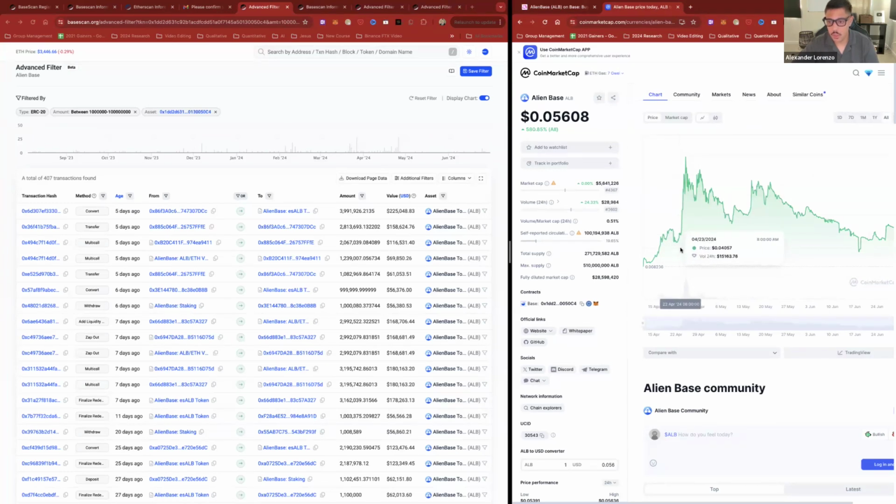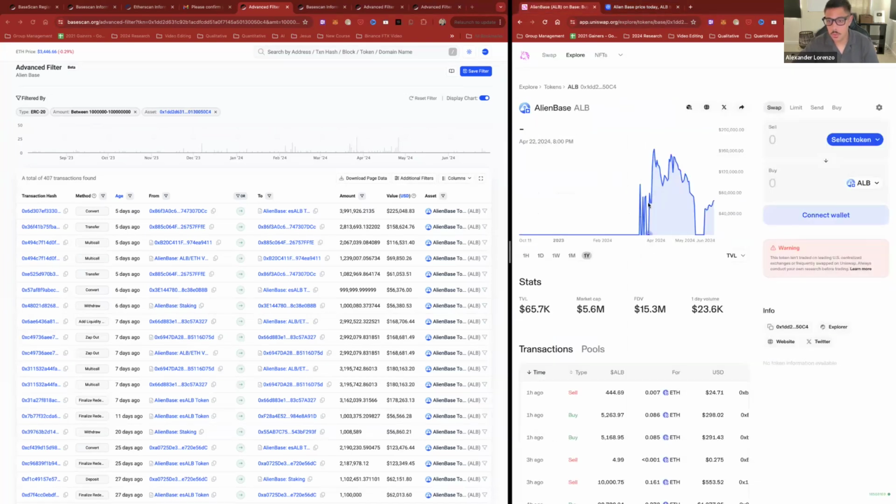And the 23rd is when the price increased. The 23rd was when it went parabolic, right? The 23rd was right here. So you could have anticipated the pump of Alien Base by the liquidity that was added on the 22nd. You could have been like, oh dang, big whale dropped liquidity into Alien Base. I'm going to drop money.